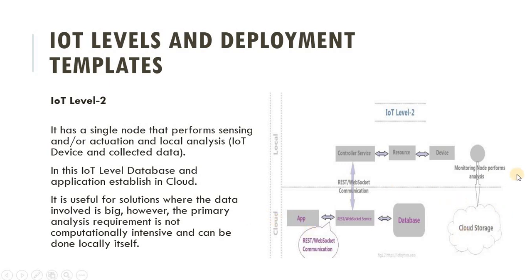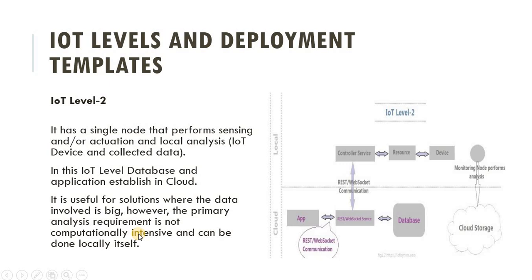One thing to notice is that monitoring and node performance analysis is done locally. The data is stored at the cloud, so with the help of web service the data is fetched and the analysis is performed locally. So in IoT level 2, the database and application are established in the cloud. It is useful for solutions where the data involved is big. However, the primary analysis requirement is not computationally intensive and can be done locally itself.